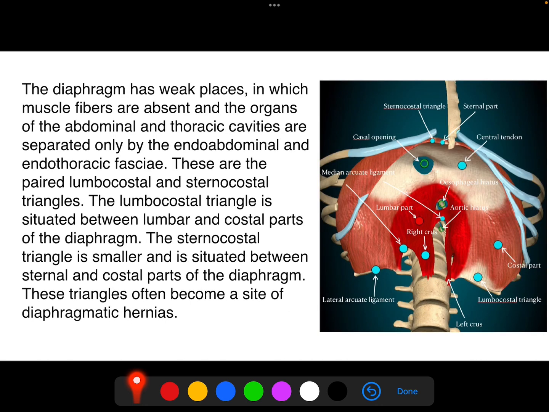The diaphragm has weak places in which muscle fibers are absent, and the organs of the abdominal and thoracic cavities are separated only by the endoabdominal and endothoracic fasciae. These are the paired lumbocostal and sternocostal triangles. The lumbocostal triangle is situated between the lumbar and costal parts of the diaphragm. The sternocostal triangle is smaller and is situated between the sternal and costal parts of the diaphragm. These triangles often become sites of diaphragmatic hernias.